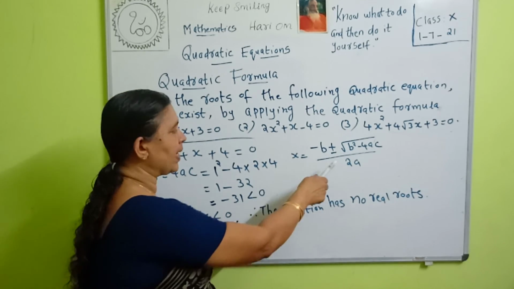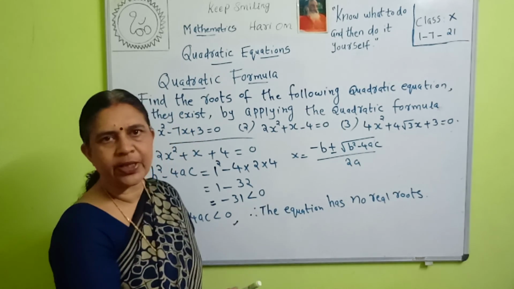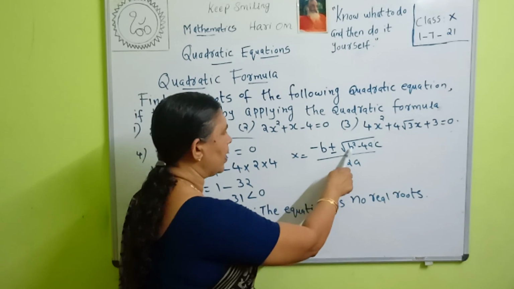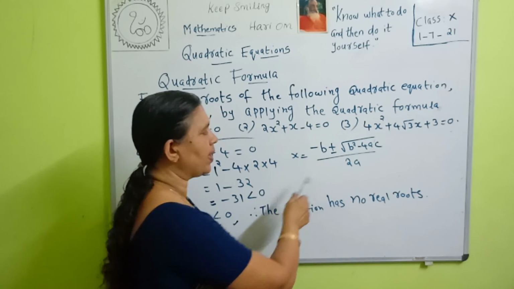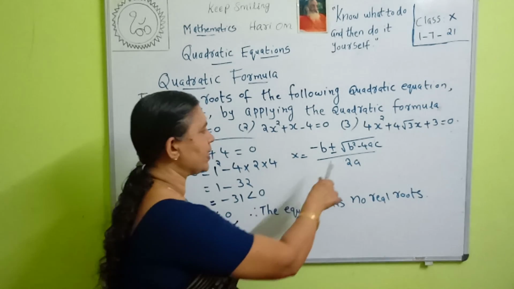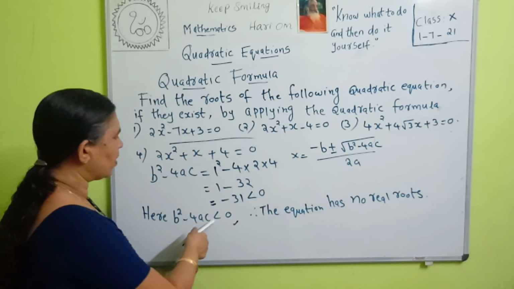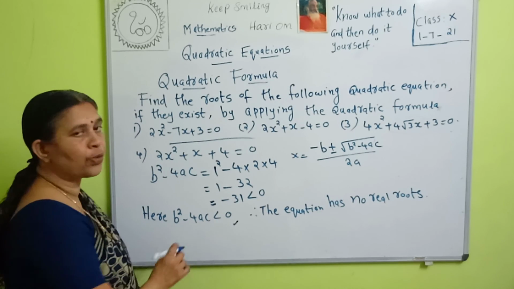Then if b square minus 4ac is equal to 0, then x is equal to minus b by 2a. This term will become 0. Then x is equal to minus b by 2a. The equation has two equal roots. Then if b square minus 4ac is less than 0, the equation has no real roots.